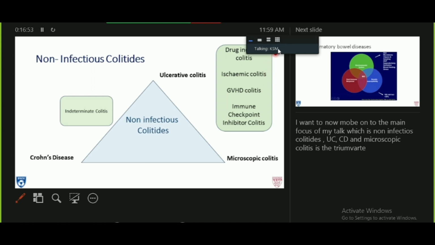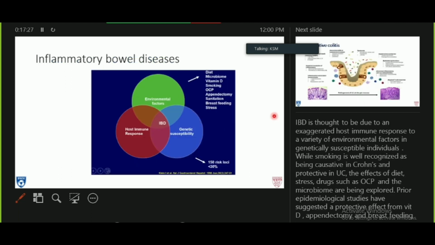There are other reasons to have non-infectious colitis, such as drug-induced colitis. You can have ischemic colitis. I mentioned it's commoner in older people, but also you can have this in, say, marathon runners. This is usually due to a watershed area at the splenic flexure, which causes a breakdown of the mucosa in that area when someone is dehydrated or their blood pressure drops. I'm going to talk a little bit more about graft versus host disease colitis and also about immune checkpoint inhibitor colitis. So before I go any further, I'm just going to talk a little bit about inflammatory bowel diseases.